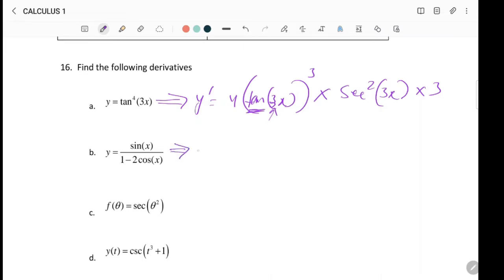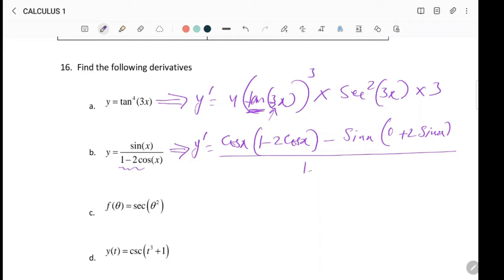Now here we have to apply first the quotient rule. So y dash is sine differentiation is cos, times 1 minus 2 cos x we have to write as it is, then minus sin x we have to write as it is, and differentiation of this: 1 differentiation 0, minus 2, and cos differentiation minus sine, so plus 2 sin x, over 1 minus 2 cos x whole square. And now you can simplify.